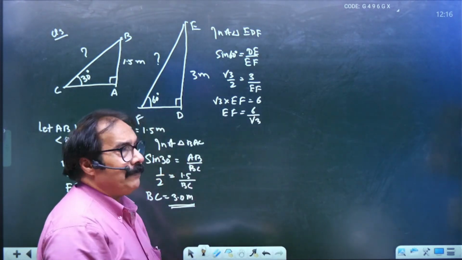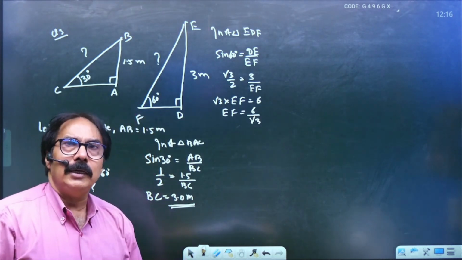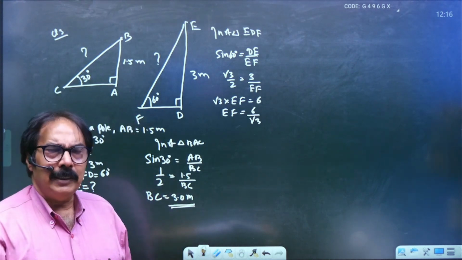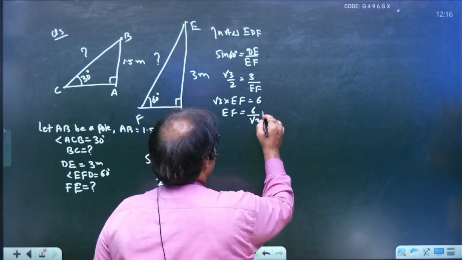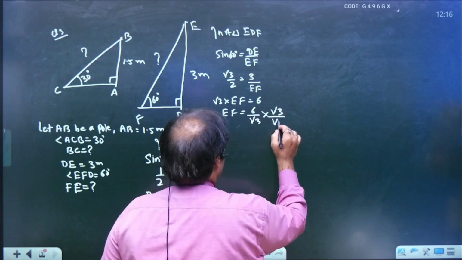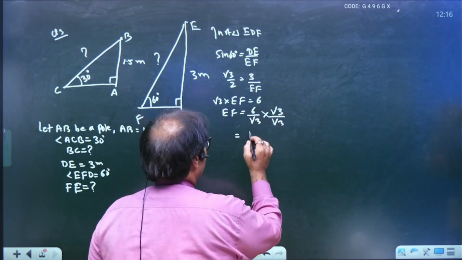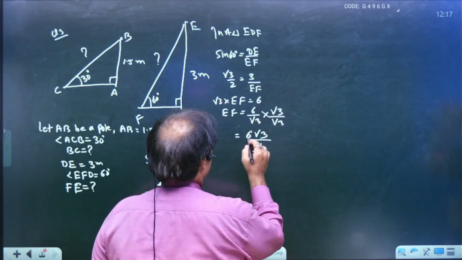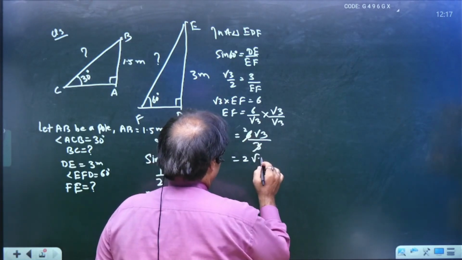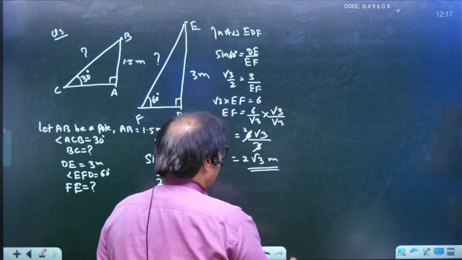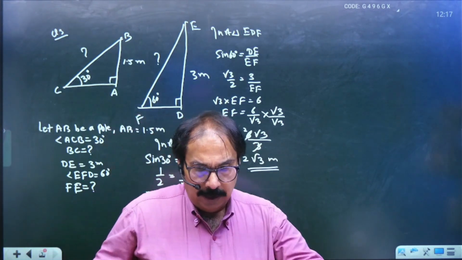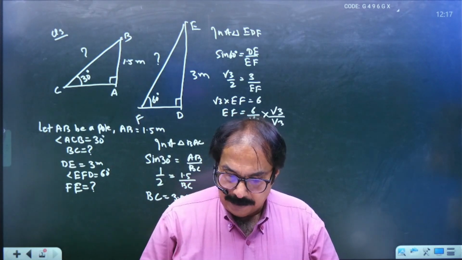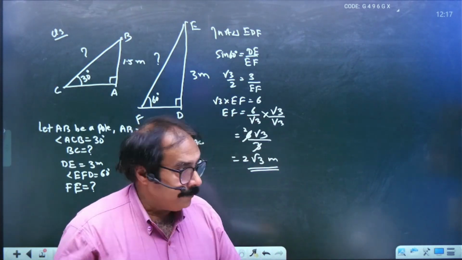Don't leave it here, because root 3 is an irrational number, and as per the rule of algebra, the denominator must be rational. So we will rationalize it, which means multiply and divide by root 3. So now it will be 6 root 3 divided by 3. The 3 and the 6 cancel out, so it is 2 root 3 meter. So this should be the answer of exercise question number 3: 3 meter and 2 root 3 meter. Got it?